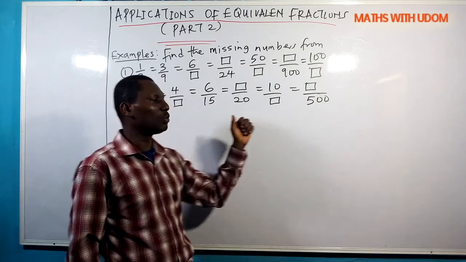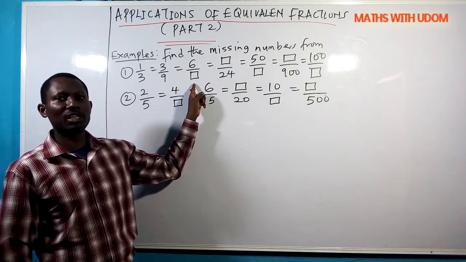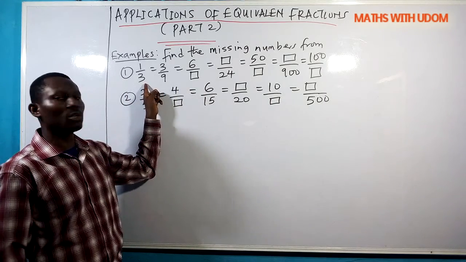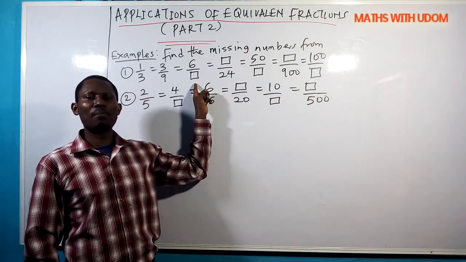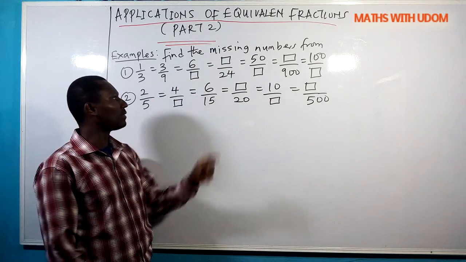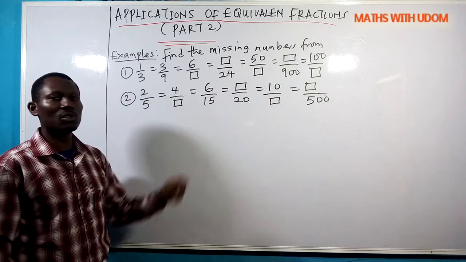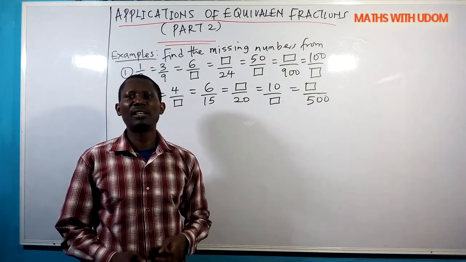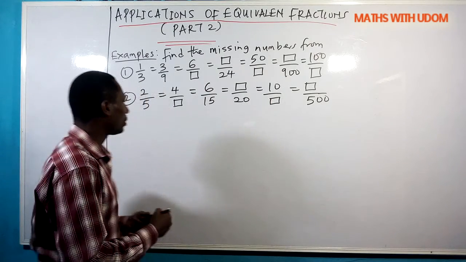So how do you do that? You equate a complete fraction with an incomplete fraction. That is, a complete fraction without a box with an incomplete fraction, the one with a box. That is how to do that, okay? So since we have two complete fractions, you can use any of the complete fractions to solve them, and you still arrive at the same answer. Let me just quickly show you the solution.